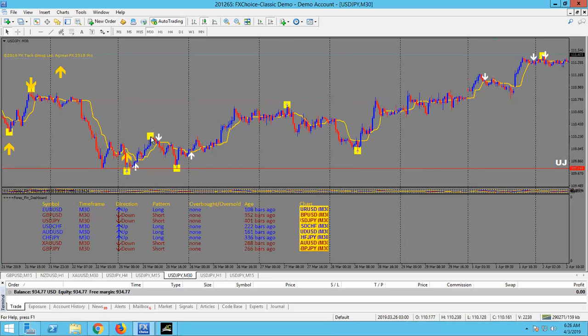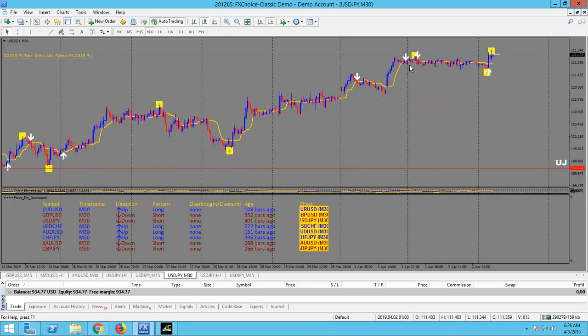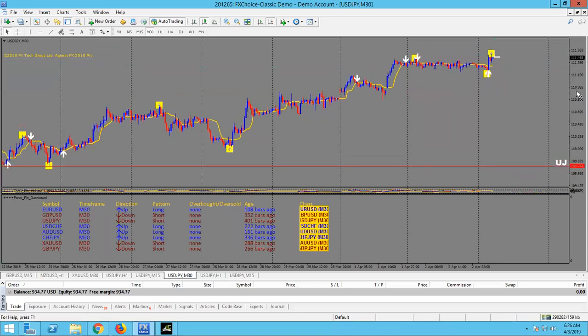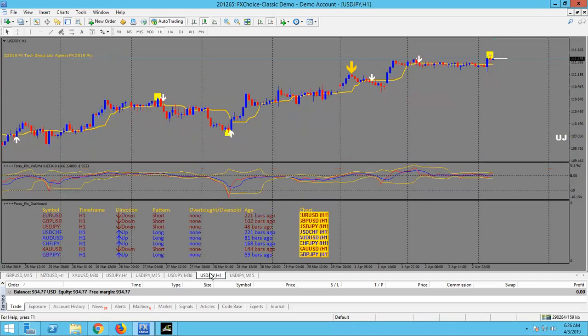You can either get out each time the yellow box happens. For instance, get out here and re-enter here when it's going up again, or wait for the white arrow and go up again. But you could have stayed in this whole trade if you are able to stand the drawdown until it got up to the top. So I don't see a new arrow yet on the 30-minute, but we'll just have to see how time goes.